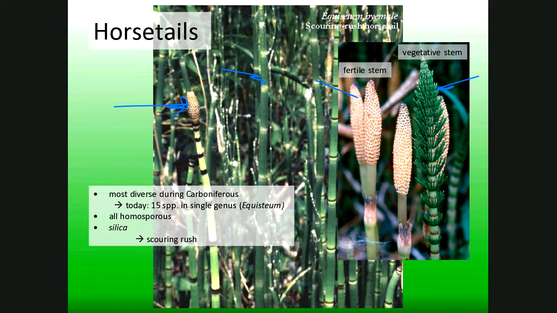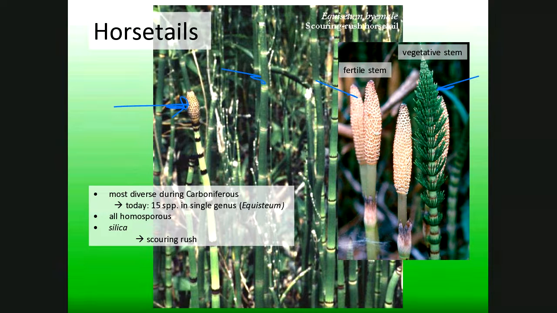They're called scouring rushes because when you feel them, they're rough. They have silica impregnated in the tissue. And I think I mentioned in lab, but pioneers used to use them to clean out their pots and pans, kind of like a Brillo pad. That's obviously not why horsetails have silica in their tissue, so that pioneers could clean their pots and pans.